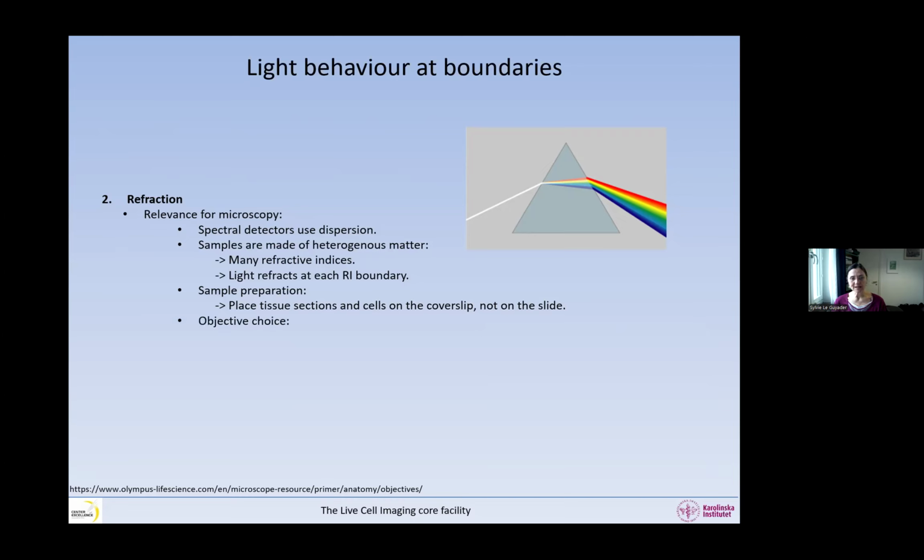It also influences the choice of objective that we have. What we would like is to match the refractive indices of the objective immersion medium and the sample to avoid that the image is distorted. So both the excitation light and the emission light are going to go through the objective. So there's lots of glass. And then we're going to go through the medium that you put on top of the objective, which is the immersion medium.